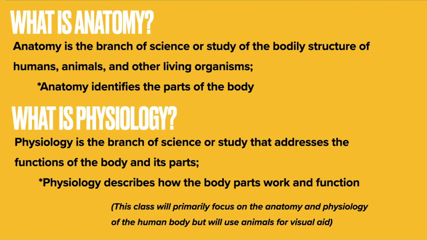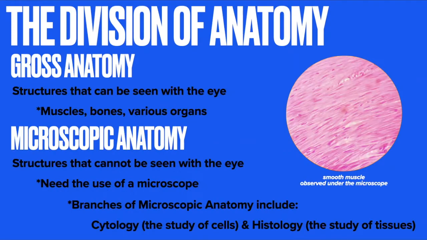So we're primarily going to focus on both sides, both anatomy and physiology, but we will be using animals to help us identify and recognize the human anatomy and physiology. So we're going to try and use a lot of animals that are closely related to the structure and physiology of the human.